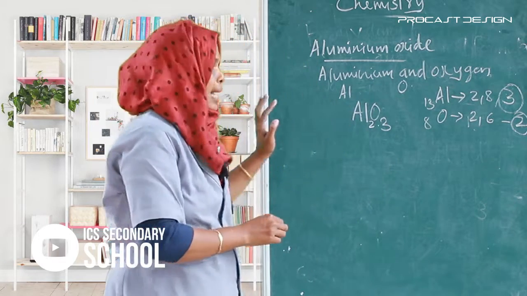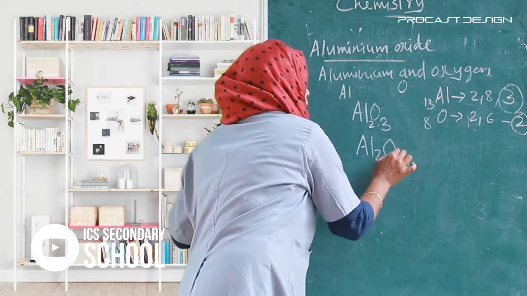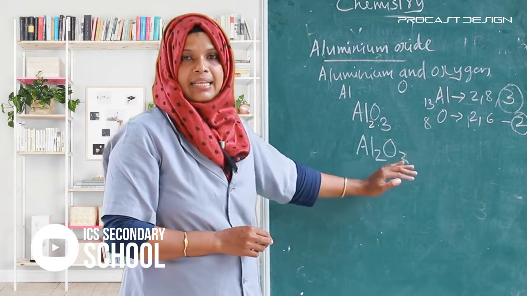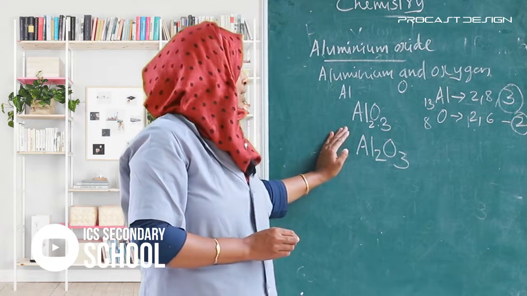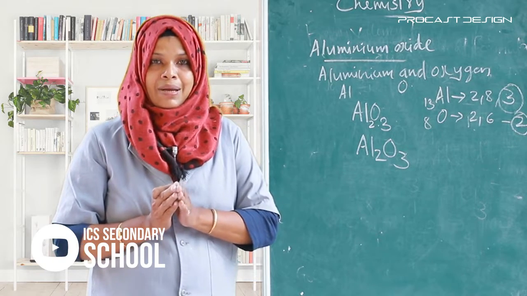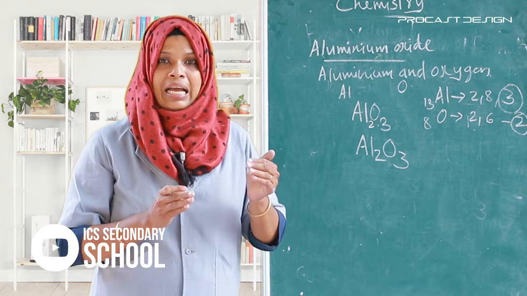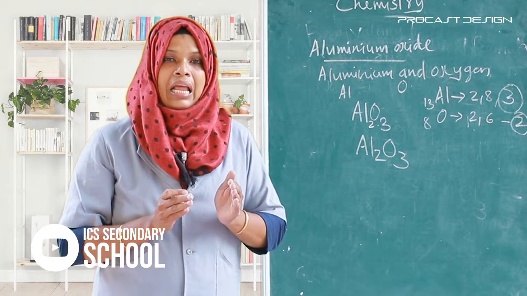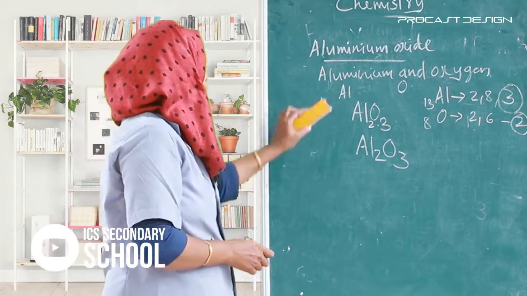Al2O3. This is the chemical formula of aluminum oxide. First, you write the symbols of elements in that compound. You consider the less electronegative element first, then the more electronegative element. Okay, then the next compound.